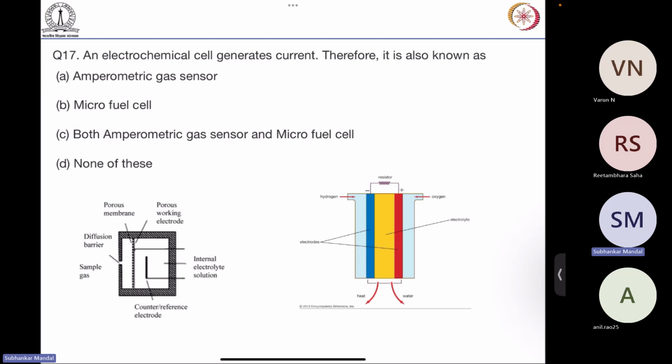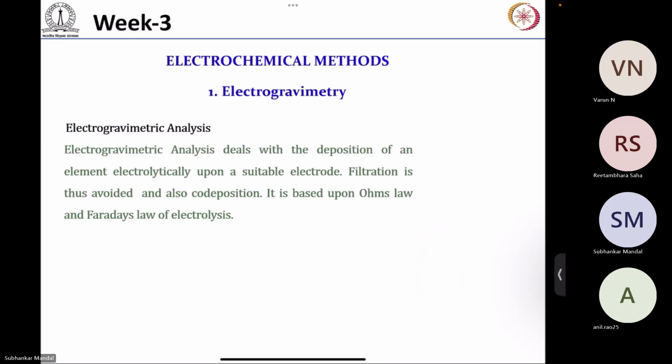Along with that, we have discussed, I think this is the picture of an electrochemical cell gas sensor, where you have the sample, gas diffusion barrier, the counter electrode, and the porous working electrode where your gas will be absorbed and the reaction can happen. This we have discussed in different later classes also. Okay, now in week 3, what have we discussed?